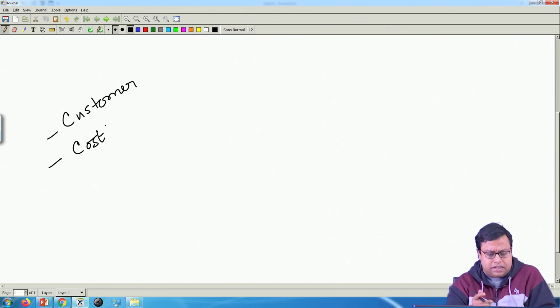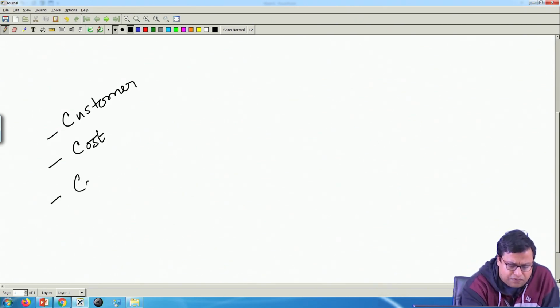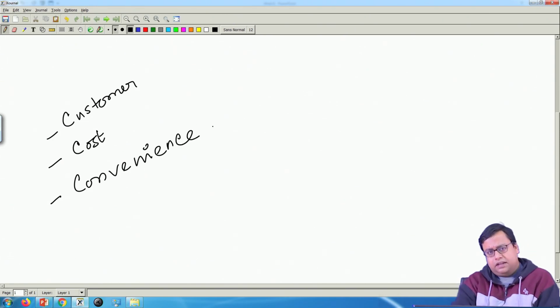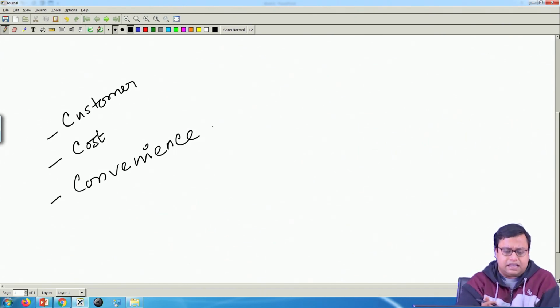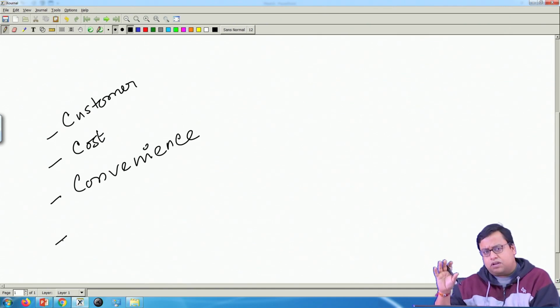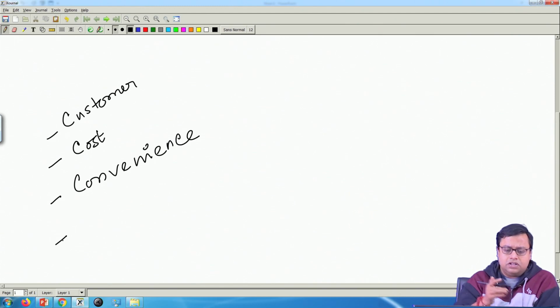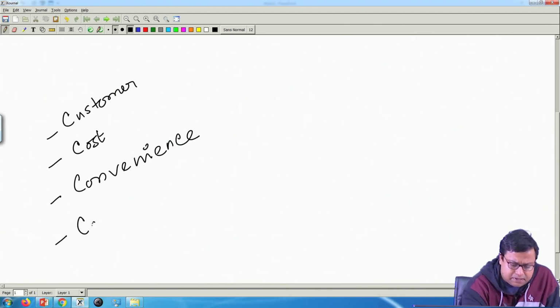Then comes the convenience that they are asking for. So, whether they are asking for doorstep delivery or certain features, or first-hand information such as new arrivals, all of these come under convenience: the extra added benefits that will not improve the consumption of the original product, but will be an add-on to it. So, customer, cost, convenience, and the next one is communication.